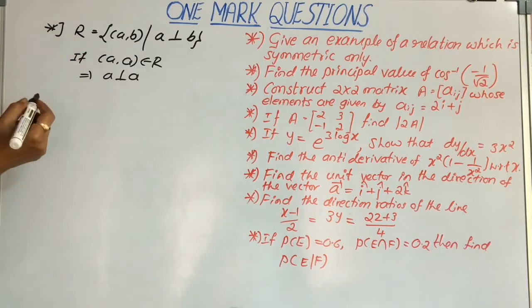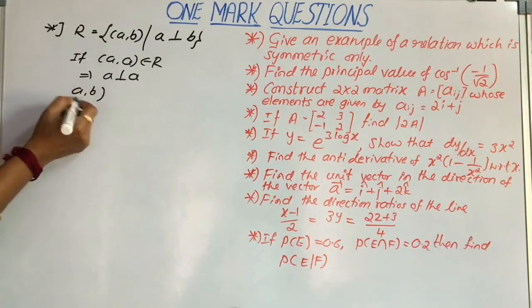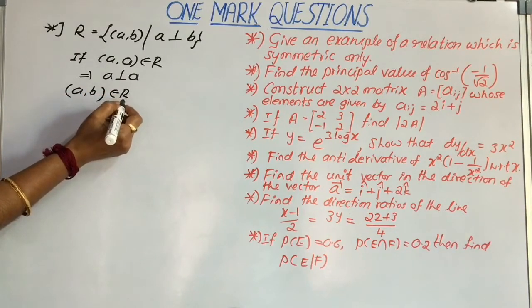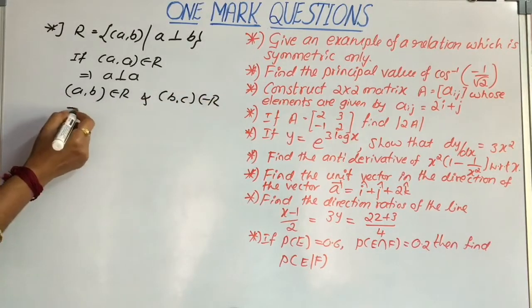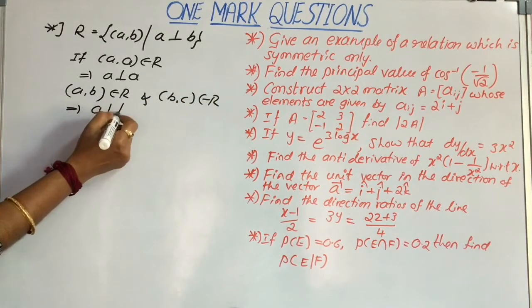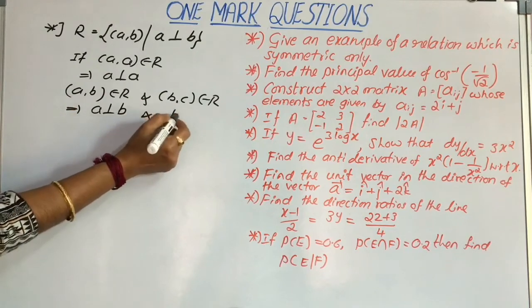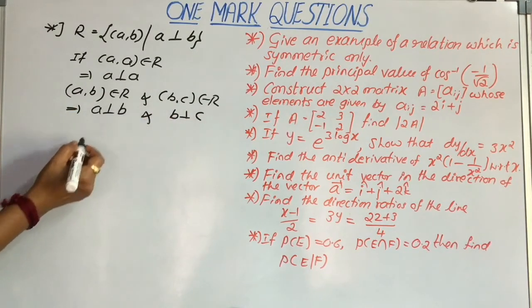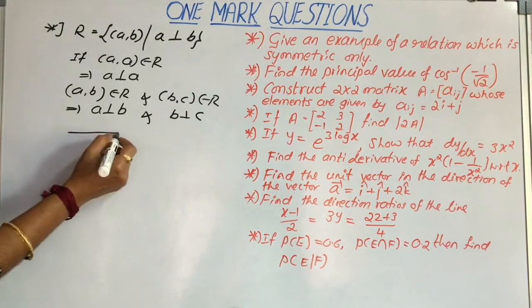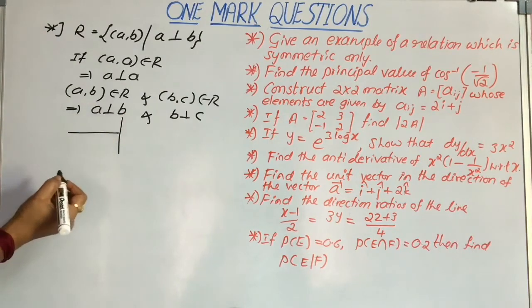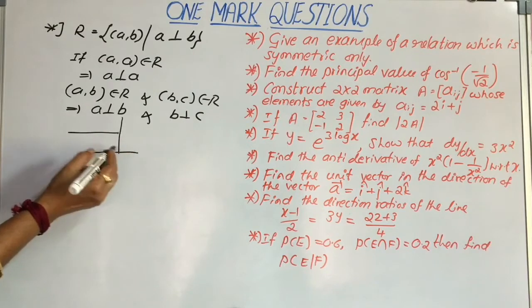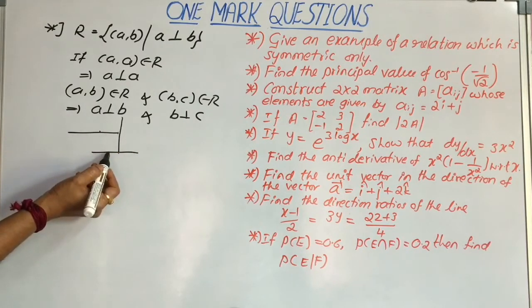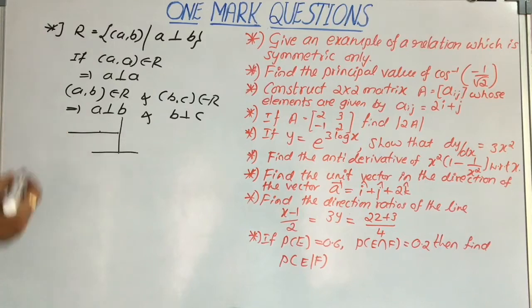It is not transitive because if we consider the ordered pair A, B belongs to R and B, C also belongs to R, that implies A is perpendicular to B and B is perpendicular to C. For example, if the line A is perpendicular to B and this line B is perpendicular to C, then A cannot be perpendicular to C. Therefore, the relation R is not transitive also.